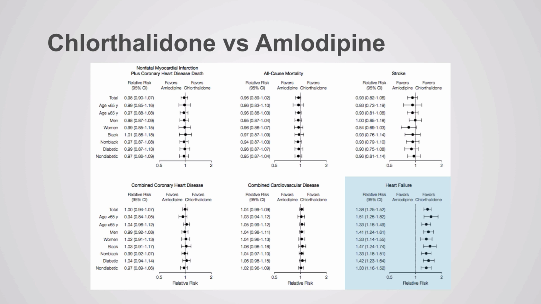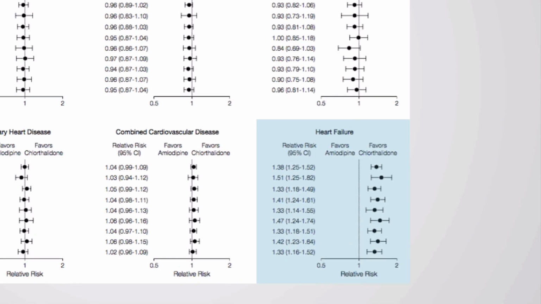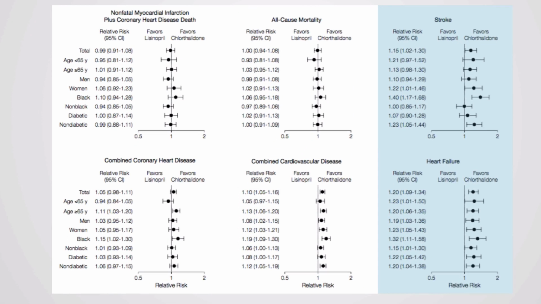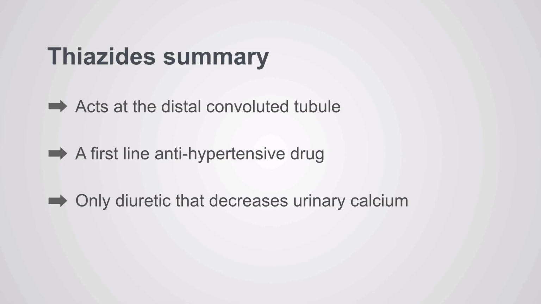In subgroup analysis, chlorthalidone was superior to amlodipine for the intermediate outcome of heart failure. I'm not sure if anybody was surprised that the diuretic was better than the calcium channel blocker for heart failure. Chlorthalidone versus lisinopril also showed an advantage for heart failure, and in addition showed an advantage for stroke. On the basis of this subgroup analysis, looking at heart failure and stroke, chlorthalidone was declared the winner of ALLHAT.